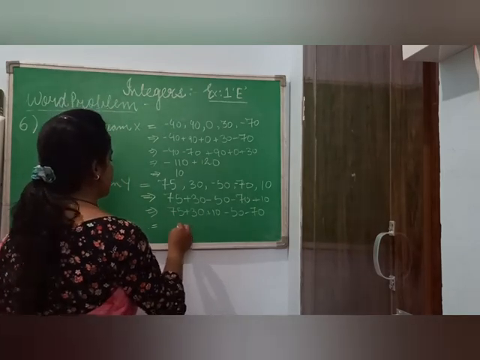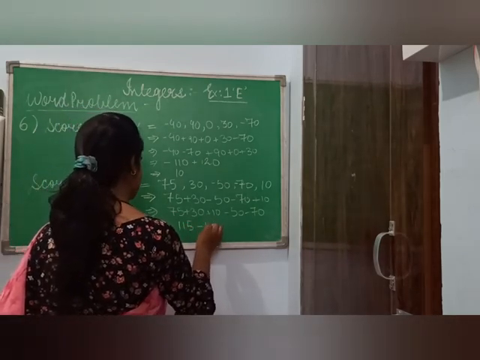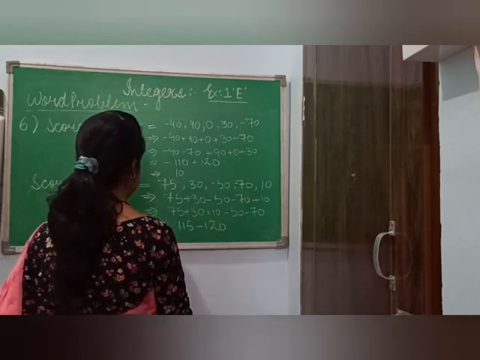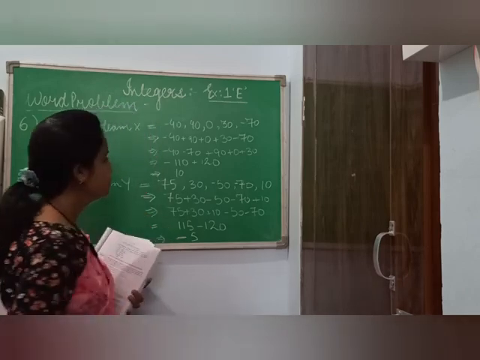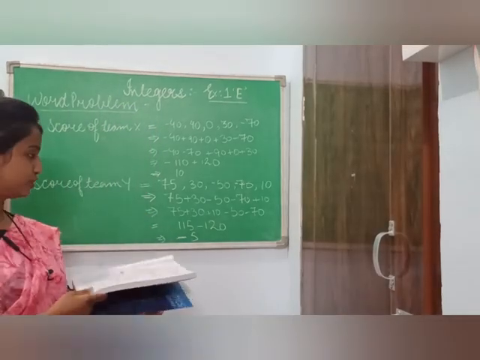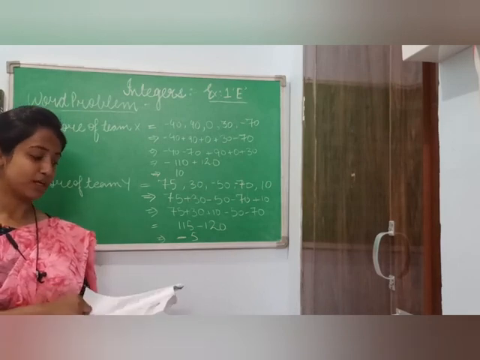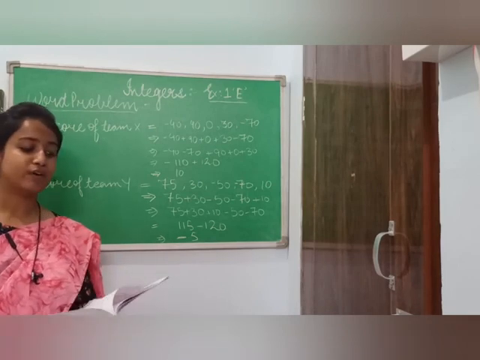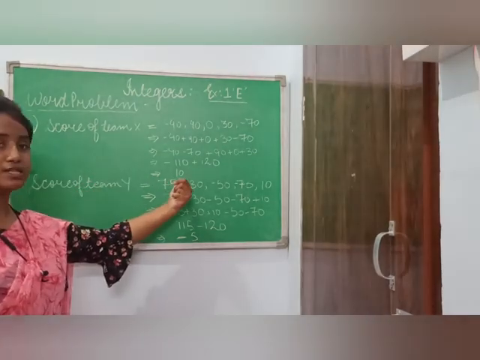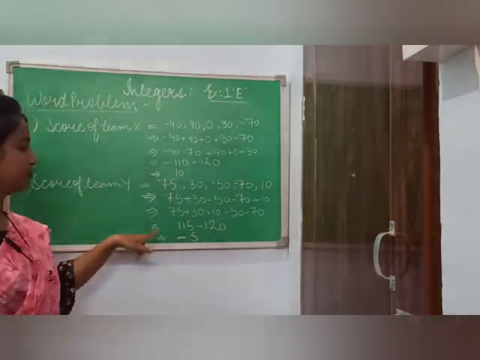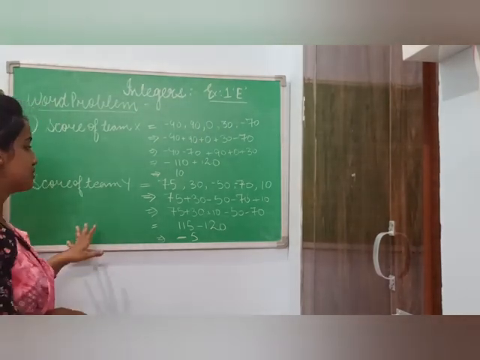Which will come as 115 minus 120, which will come as minus 5. So the question was asking in the first part of question number 6, part 1, to find out the scores of both the teams. Therefore the score of team X is 10 and the score of team Y is minus 5. So these are the scores of both the teams respectively.